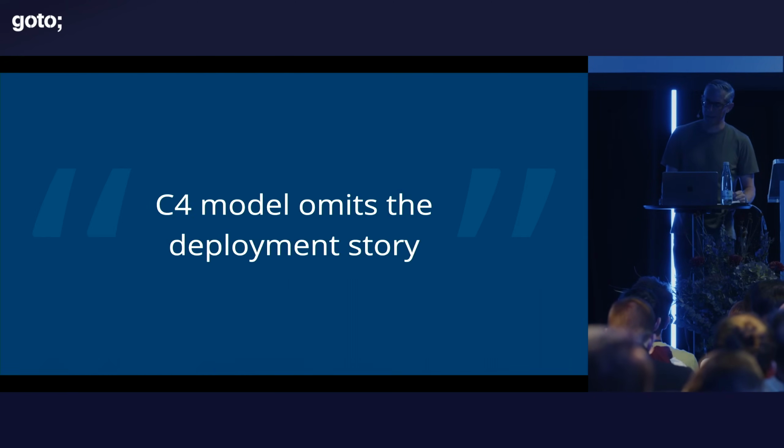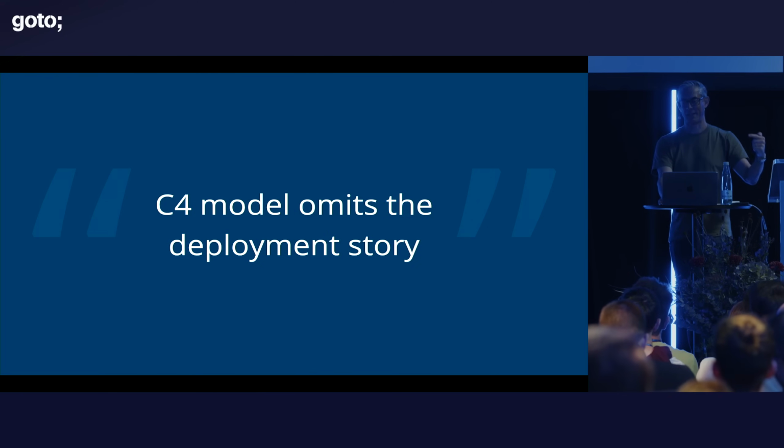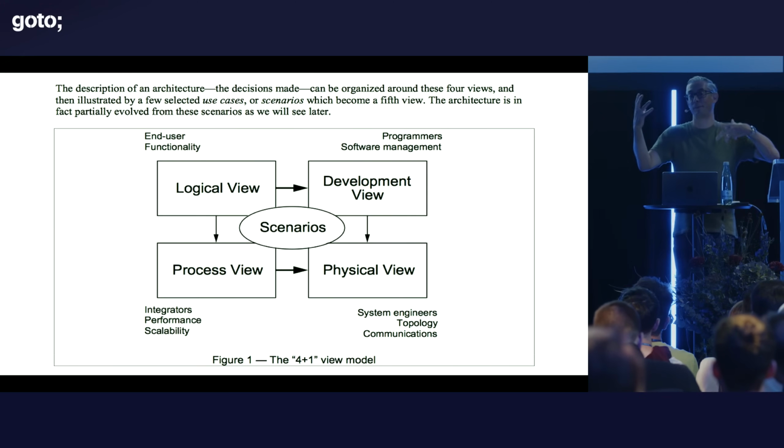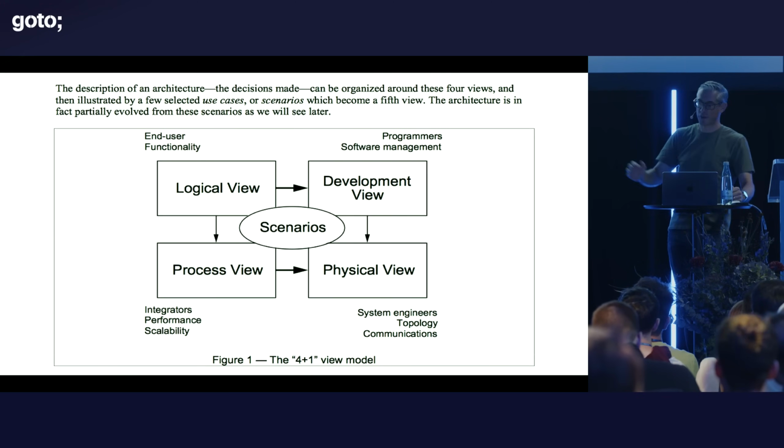People tell me that C4 omits the deployment story. And again, I think this is somewhat my fault. C4 is named after the 4 static structure diagram types, but you do need other diagram types like deployment to tell more of the story. So the C4 model itself was inspired by some of UML and some of Philip Kruchten's 4+1 model. In 4+1, you do have a bunch of different views of the same software system, one of which is the physical view here.